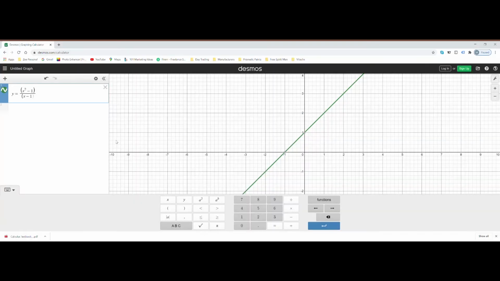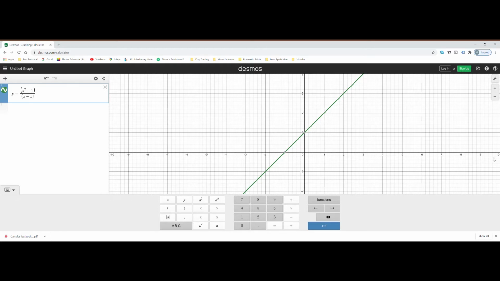So we're going to look at this example. Determine the limit as x approaches 1 for x squared minus 1 over x minus 1. So we're going to use a graphing calculator. Okay, so we're going to draw the graph. So I've put that equation here and I've drawn the graph.